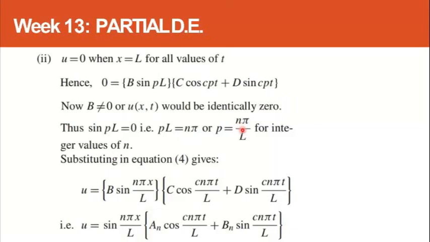So here, this is now the application of the value for our Fourier series. But what is shown below is that we just substitute based on our value, which is pL is equal to n pi, or p is equal to n pi over L. So again, we go back to equation 4. Equation 4 earlier is also the equation where we substituted the value of u as 0 and x as L.